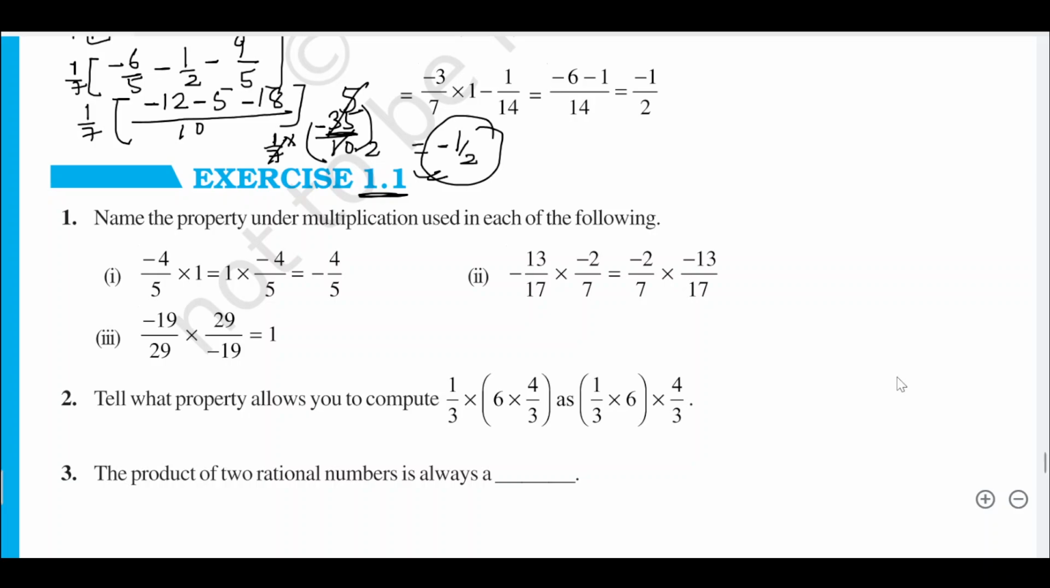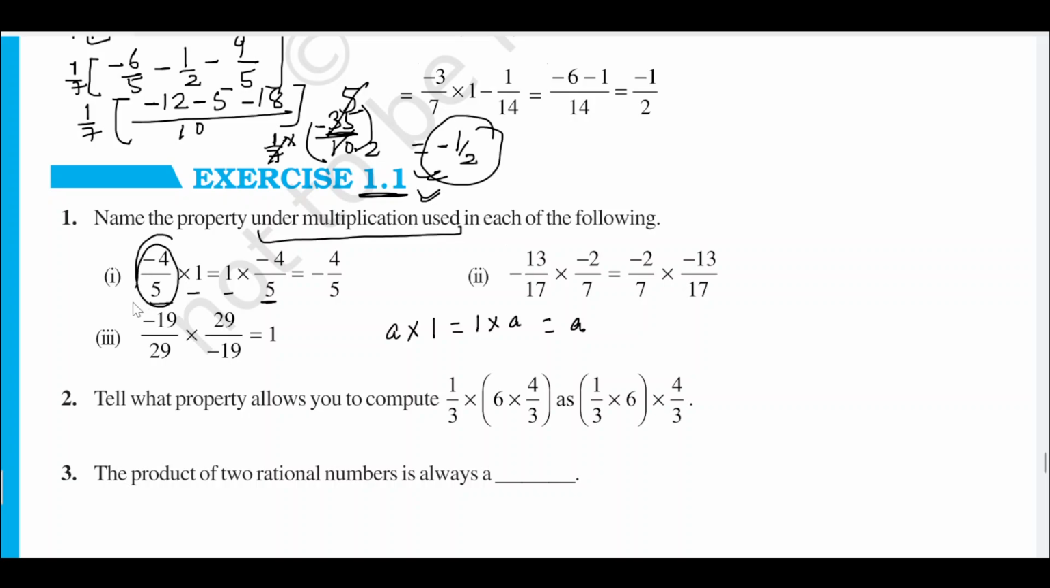So up till now we have learned the various things in chapter 1 and we are finally going to solve exercise 1.1. Name the property under multiplication used in each of the following. So first is minus 4 by 5 into 1 is equal to 1 into minus 4 by 5. So any rational number multiplied with 1 is the same as that number. That is A. Here A is minus 4 by 5.